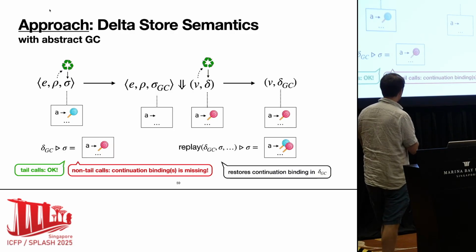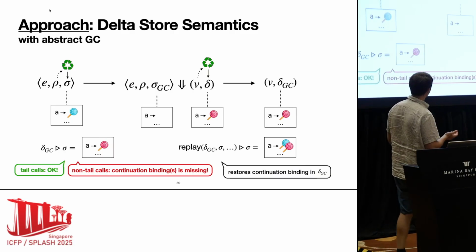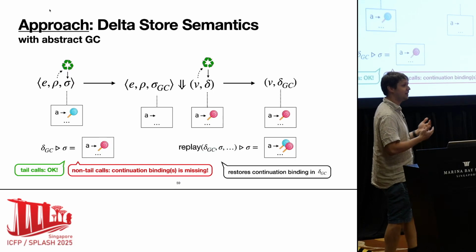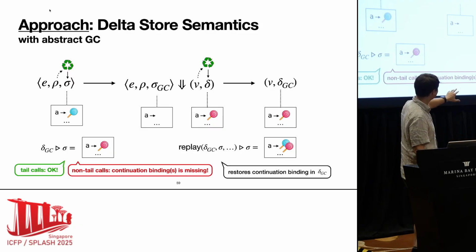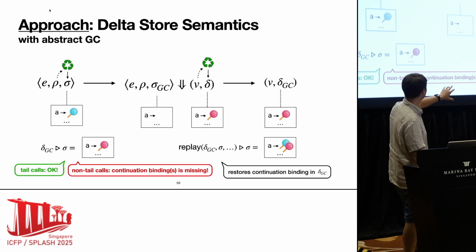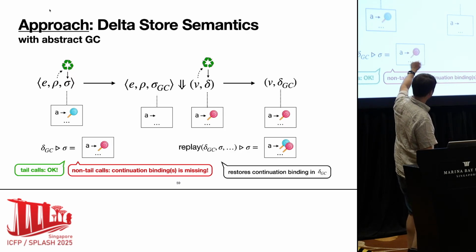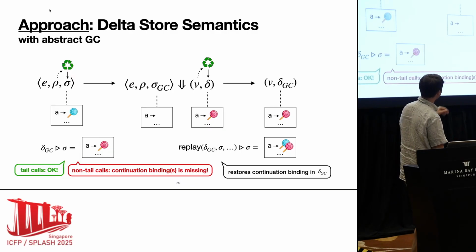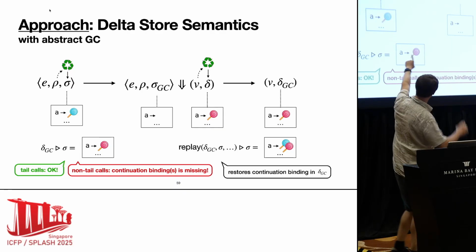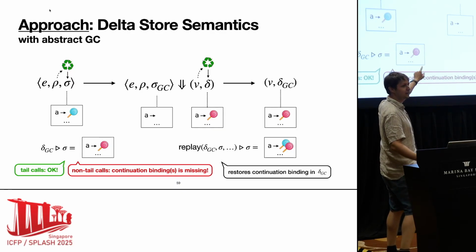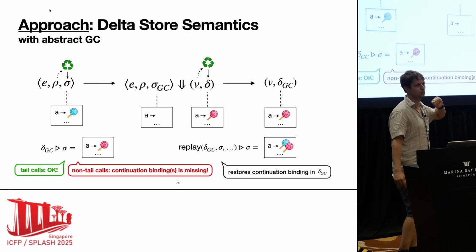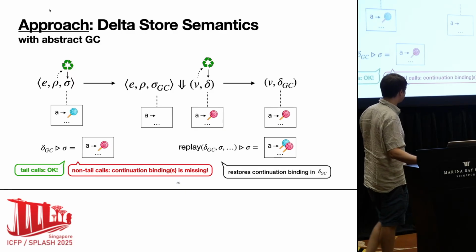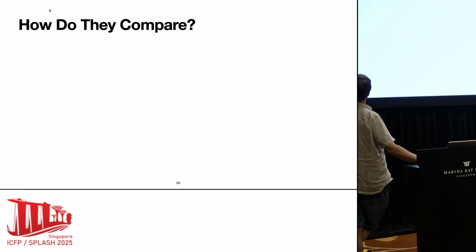So what we do instead is we introduce for these non-tail calls a replay operation, which, as the name suggests, replays the changes that are encoded in the delta store on the original store. So it replays the changes as if they happened on the original store. In this case, the allocation of the pink lollipop, if it had happened in the original store at address A, would have been joined together with the blue one. Therefore, they are also joined in the resulting store after a replay. So it restores the continuation bindings.